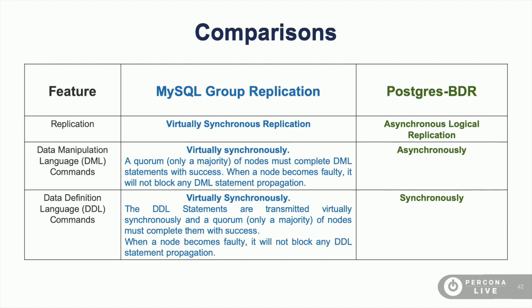And the replication on MySQL group replication we can describe as virtually synchronous replication, because the majority of the nodes have to agree and acknowledge on the certification phase. PostgreSQL is asynchronous, it's based on logical replication. And data manipulation language commands are executed virtually synchronously on MySQL group replication and are asynchronous on PostgreSQL.